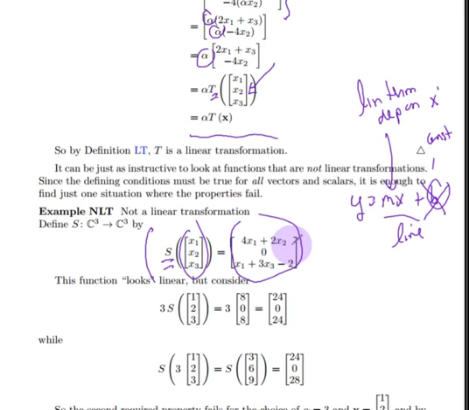So for instance, let's take an example of 3 times the rule S applied to the vector 1, 2, 3. Applying the rule S to 1, 2, 3, the first component is going to be 4 times 1 plus 2 times 3. Okay, I'm sorry, not 2 times 3, it's 2 times 2 because x2 is 2. 4 times 1 plus 2 times 2 is 8, so we're good with that. For the second component, it's always 0.